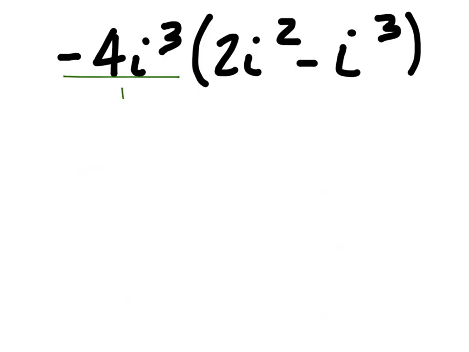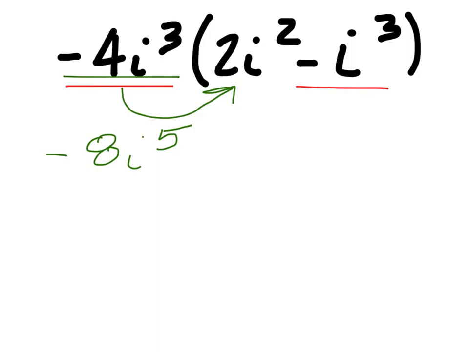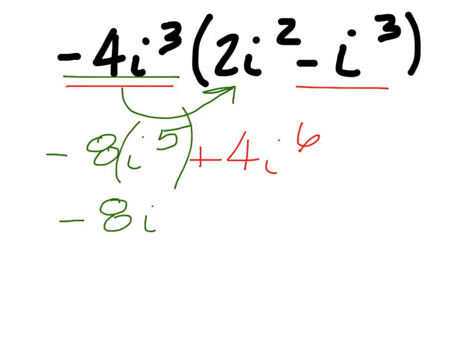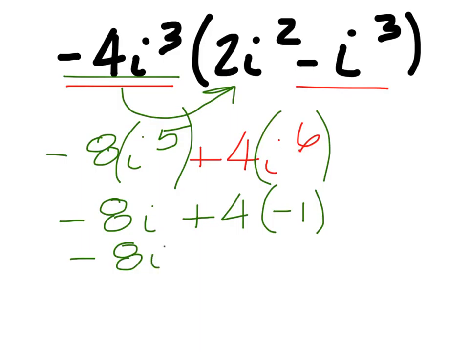Alright, if we multiply this by this, we get negative 8i to the 5th. And then this by this, we get plus 4i to the 6th. So when we simplify, i to the 5th is i, and we'll simplify i to the 6th as negative 1. So that's going to give us a minus 4i. Or not a 4i, but just a minus 4. But we have to switch them, so it's negative 4 minus 8i.